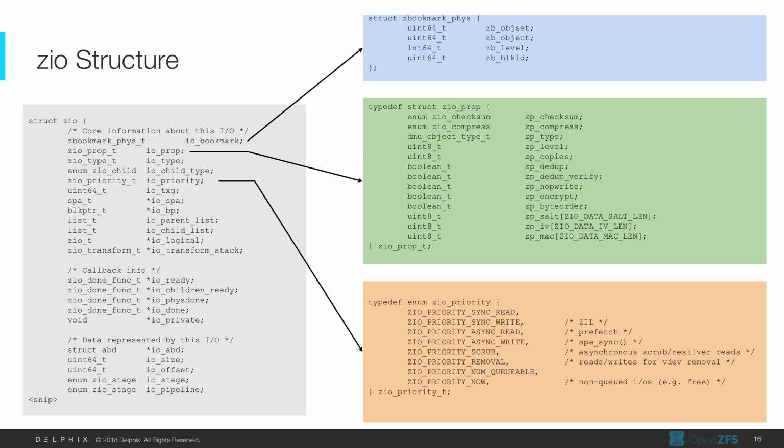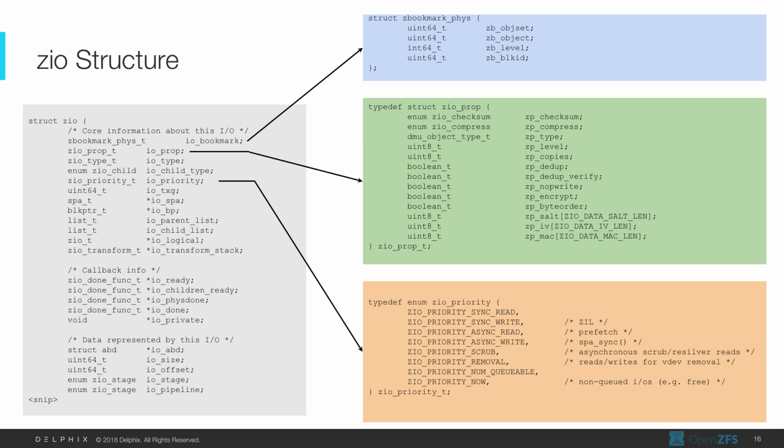I mentioned the IO types. So these are the different types of IOs: reads, writes, frees, claims, ioctls. The child type is going to be whether it's a VDEV child, a logical child, a gang child.